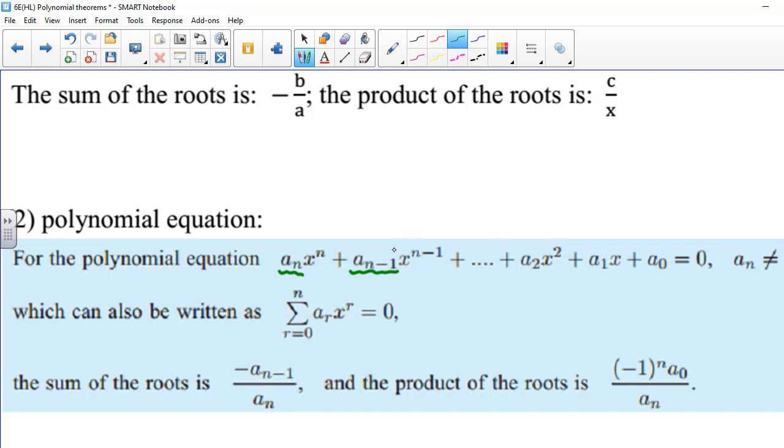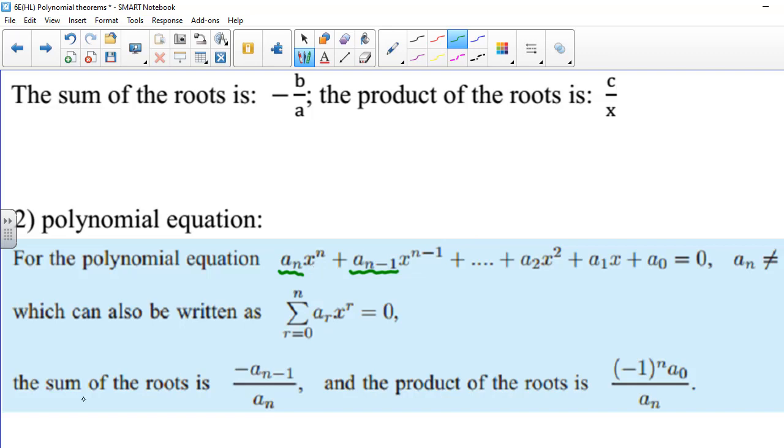This series on the left side also can be written in the sigma notation. We have already introduced this one before. So sigma r starts from 0 all the way to n, ar x to the power of r equals 0. So this is a kind of more concise expression for this left side.